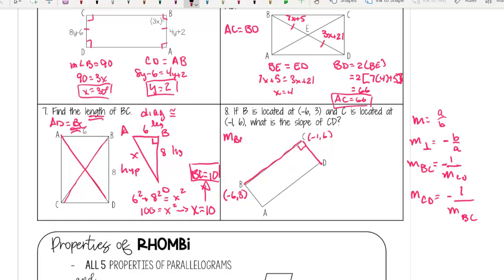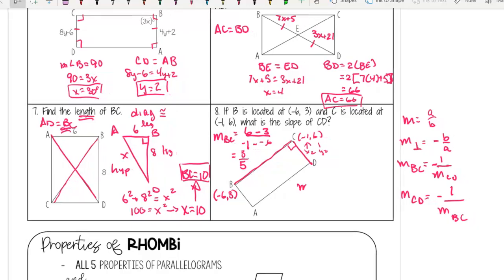So the slope of BC equals y2, which is 6, minus y1, which is 3, all over x2, minus x1. So x2 is negative 1 minus negative 6, which equals 3 over 5. So if I want to find the slope of CD, it's just going to be the negative reciprocal. Since the other one is positive, we just put a negative there and we flip it. There's the slope of CD, because those two lines are perpendicular.